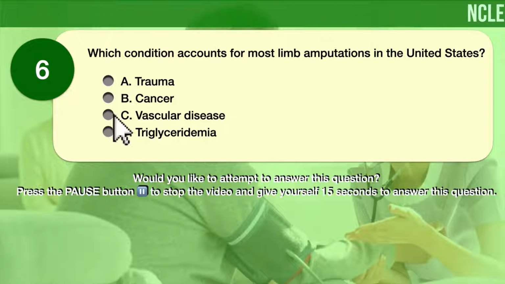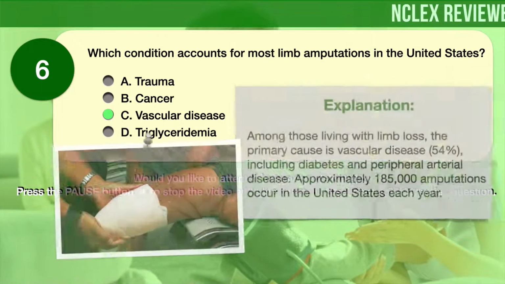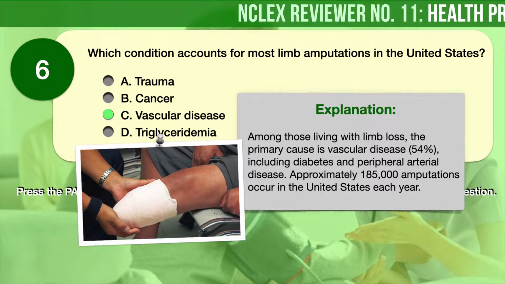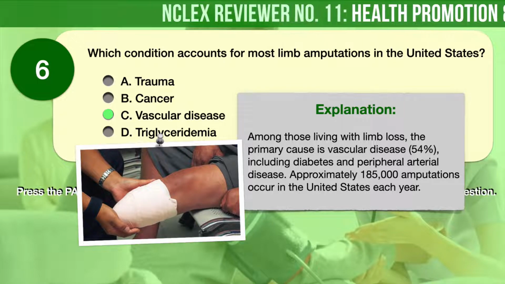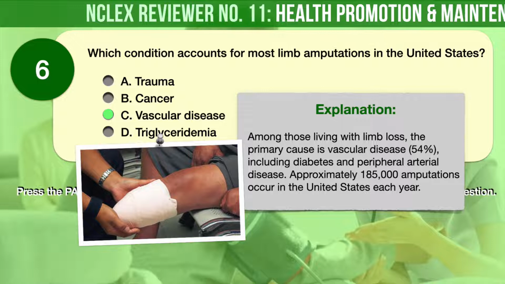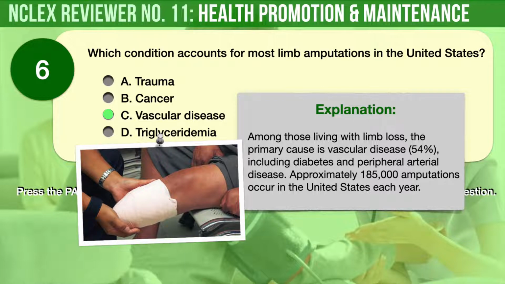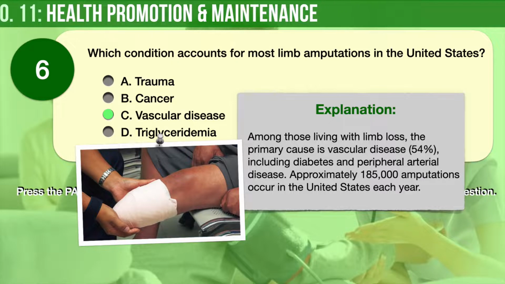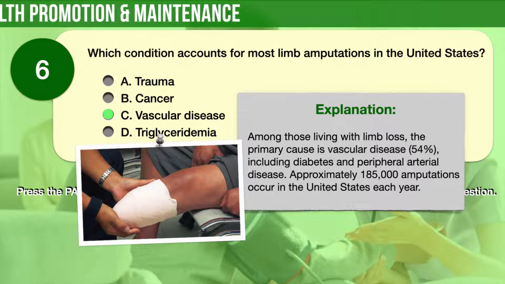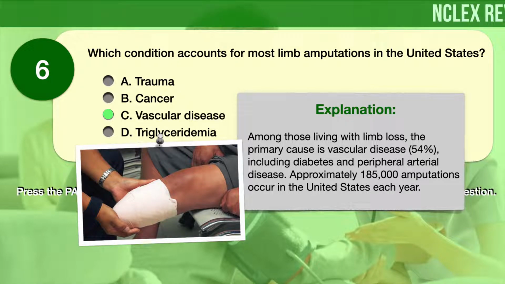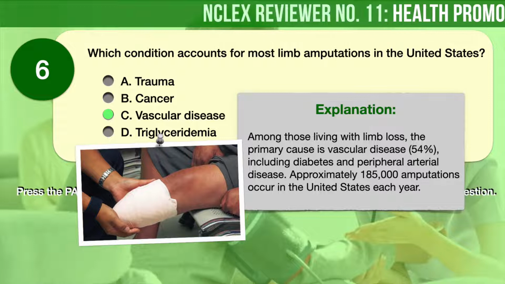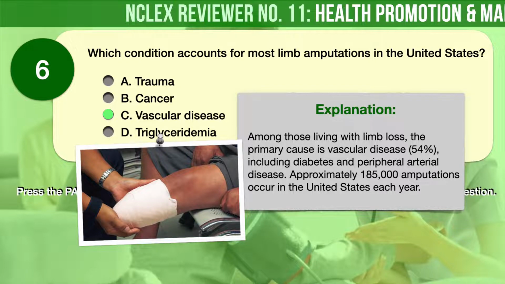The correct answer is C. Vascular disease. Vascular conditions are mainly responsible for limb amputations. Among those living with limb loss, the primary cause is vascular disease, 54%, including diabetes and peripheral arterial disease. Trauma accounts for 45% of limb amputations, while cancer accounts for less than 2%. Approximately 185,000 amputations occur in the United States each year.